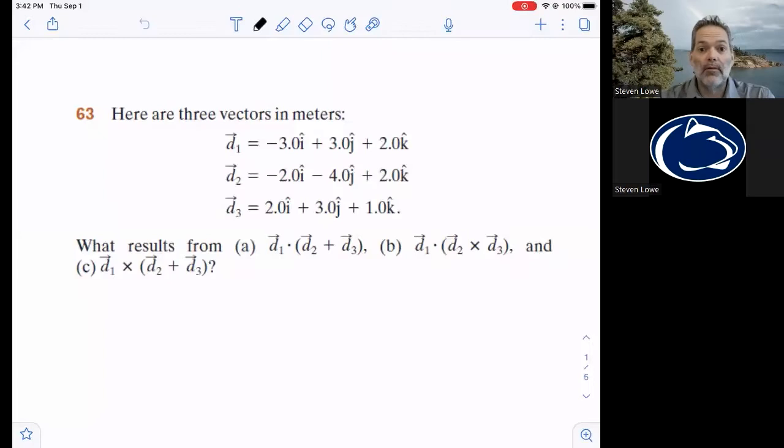You can see that we have three vectors given, d1, d2, d3 respectively, and they've asked us to perform several mathematical operations. In the first one, they want us to take d1 and dot that into the resultant of adding d2 and d3.